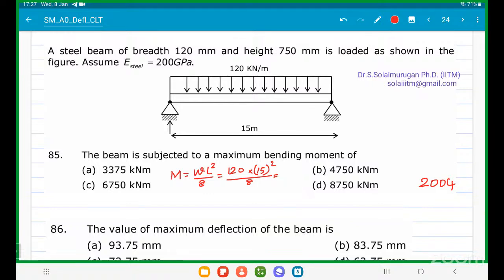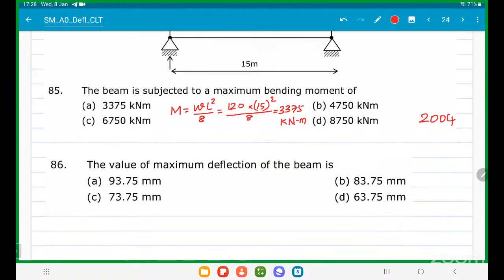Calculate. Do the calculation. Don't see yesterday's note. See, if you are not calculating in our class, simply watching in our class, you have to watch in the GATE exam also. They will give 3 hours for watching the 65 questions. You can watch very comfortably, right? 3375 kilonewton meter.